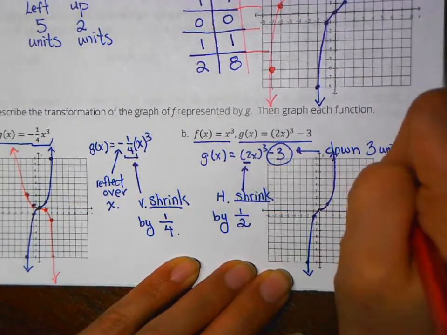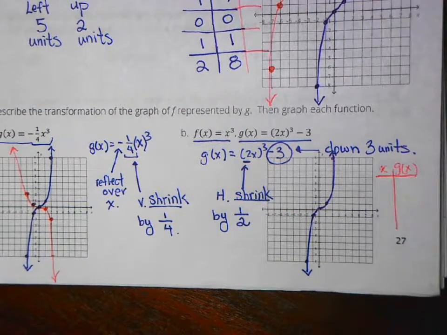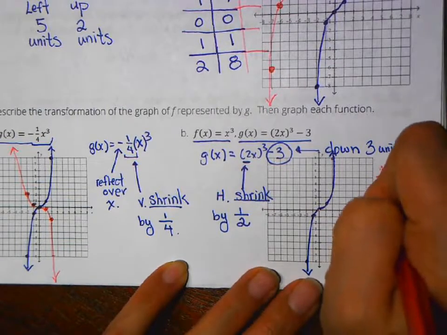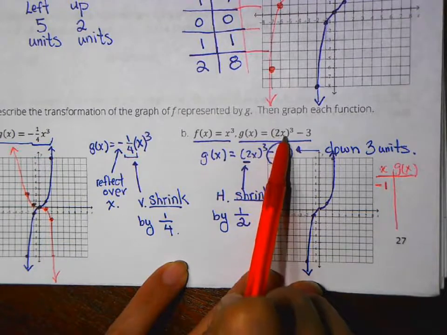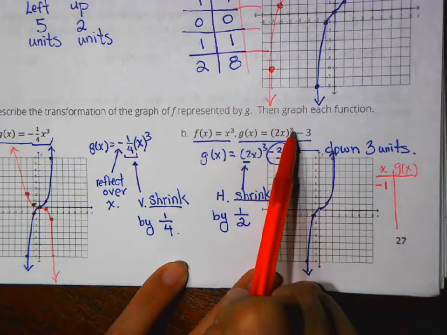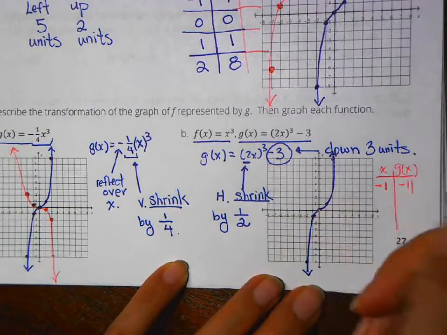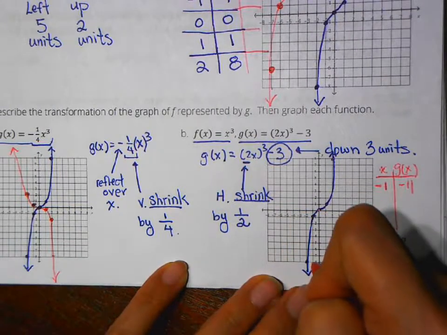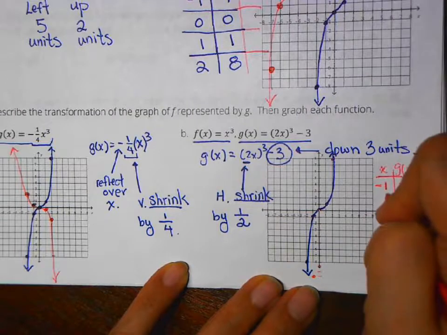I want some x values that give me positive and negative. So let's try -1. When I plug that in, -1 times 2 is -2. -2 to the third power is -8. -8 minus 3 is -11. So that goes down off the chart, 8, 9, 10, 11. So right about there.